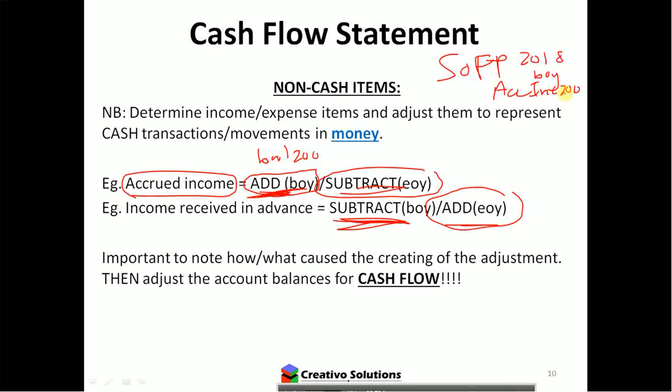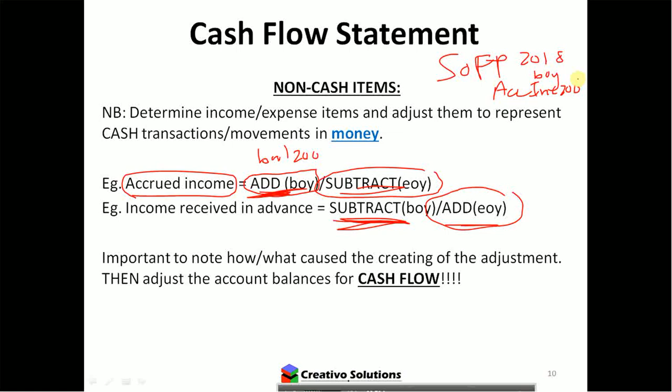So, if you wanted to draw a T account, it would look like this. Prepaid expense, and let's say this was for water and lights. Your beginning of the year balance was 400, and your end of year balance was 800. Do you agree? Okay, so which side's bigger? Your left. Yes. So this will be 800, and then that will be 400. The 400 will go to your water and lights expense.